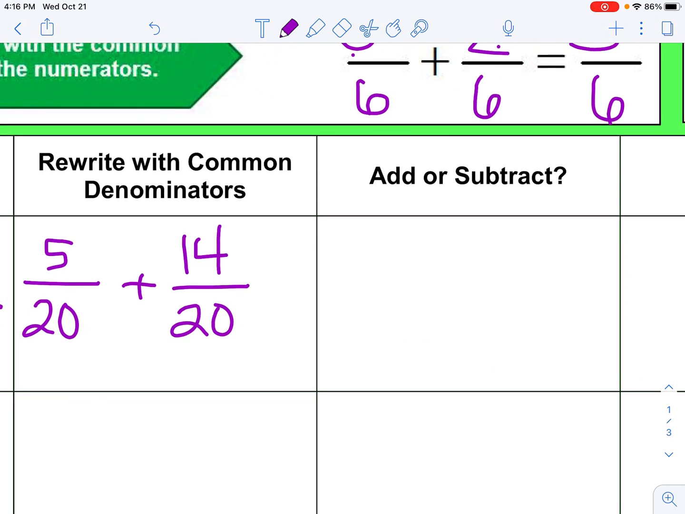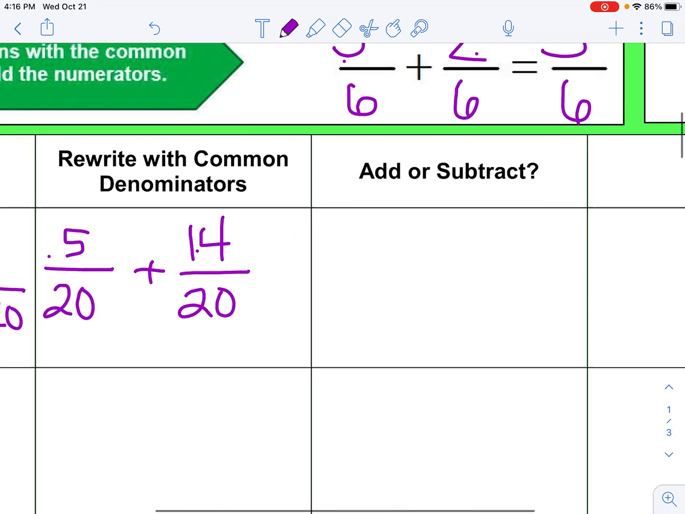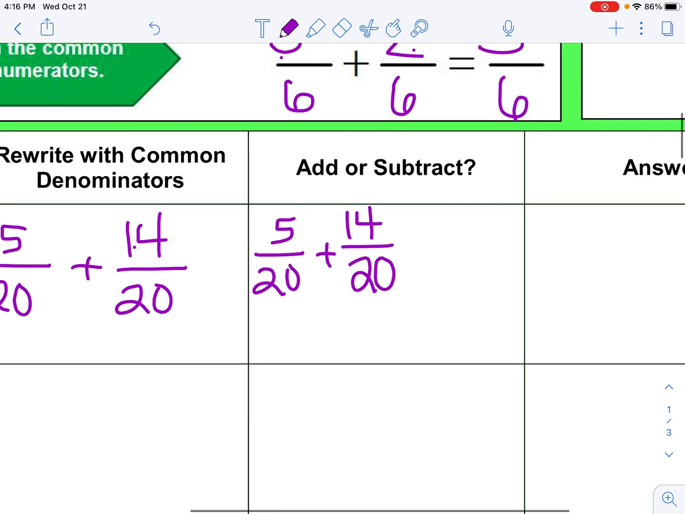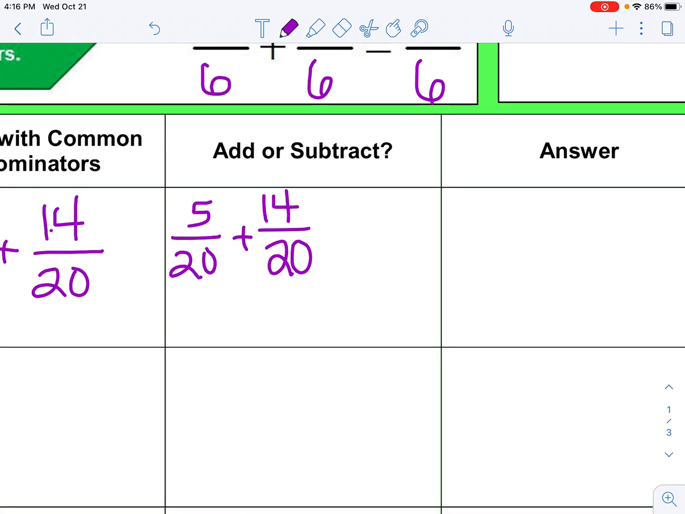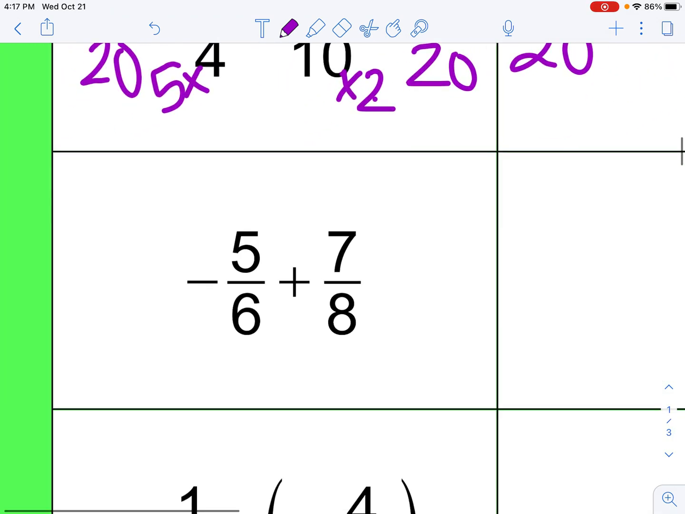So both my numbers have common denominators now. Both my signs are positive, so I'm going to add. So I'm taking 5 over 20 plus 14 over 20. And when you add 5 plus 14, you get 19, and your denominator stays the same. So your answer is 19 over 20. Okay, I hope that one was a good review from yesterday's video. Let's look at the second one.